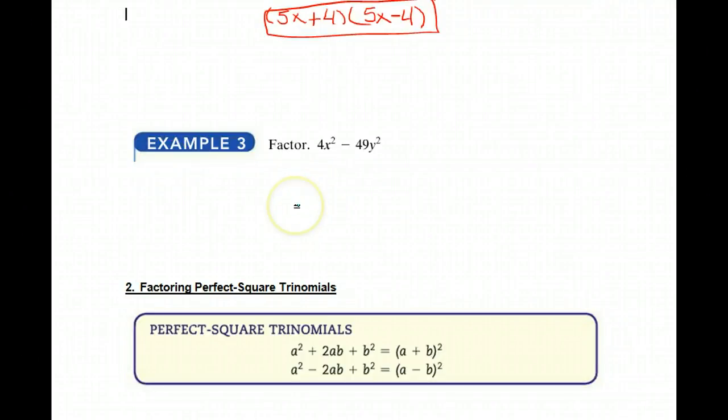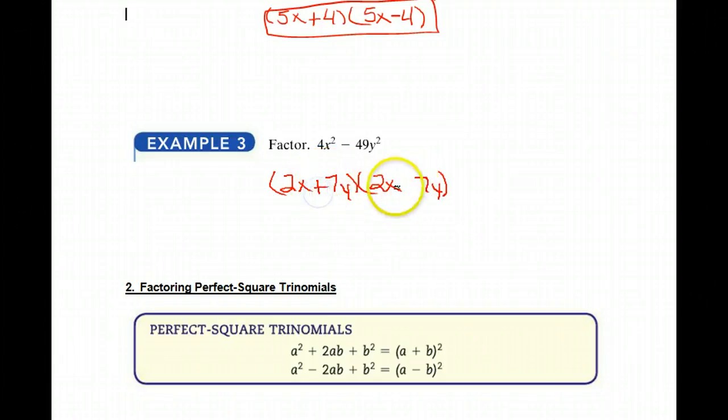Okay, by now you should have had an opportunity to do example 3. This is a difference of squares as well. Both the first and second term are perfect squares and they are being subtracted. So we're going to go ahead and take the difference of squares. The square root of 4x squared is 2x, so we write that in the front. The square root of 49y squared is 7y, so we write that in the end. One group gets a plus, one group gets a minus.